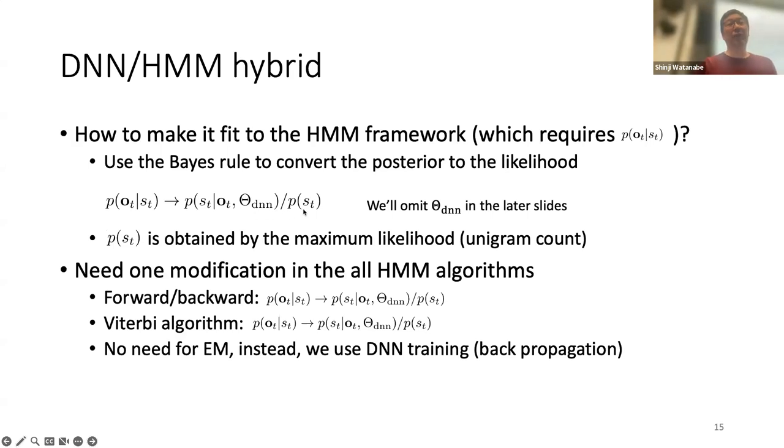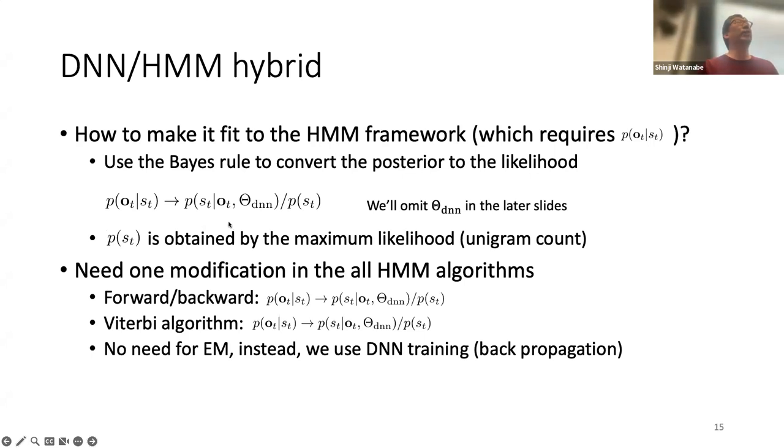So then we can simply use the product rule, or Bayes' theorem, and also remove the other prior information about the observation. Then we can convert this probability into the likelihood by dividing by the prior. So this is the only equation we need. And the PSD is computed by just counting the observations of the state and so on. The idea is that we just focus on this one in the deep neural network.